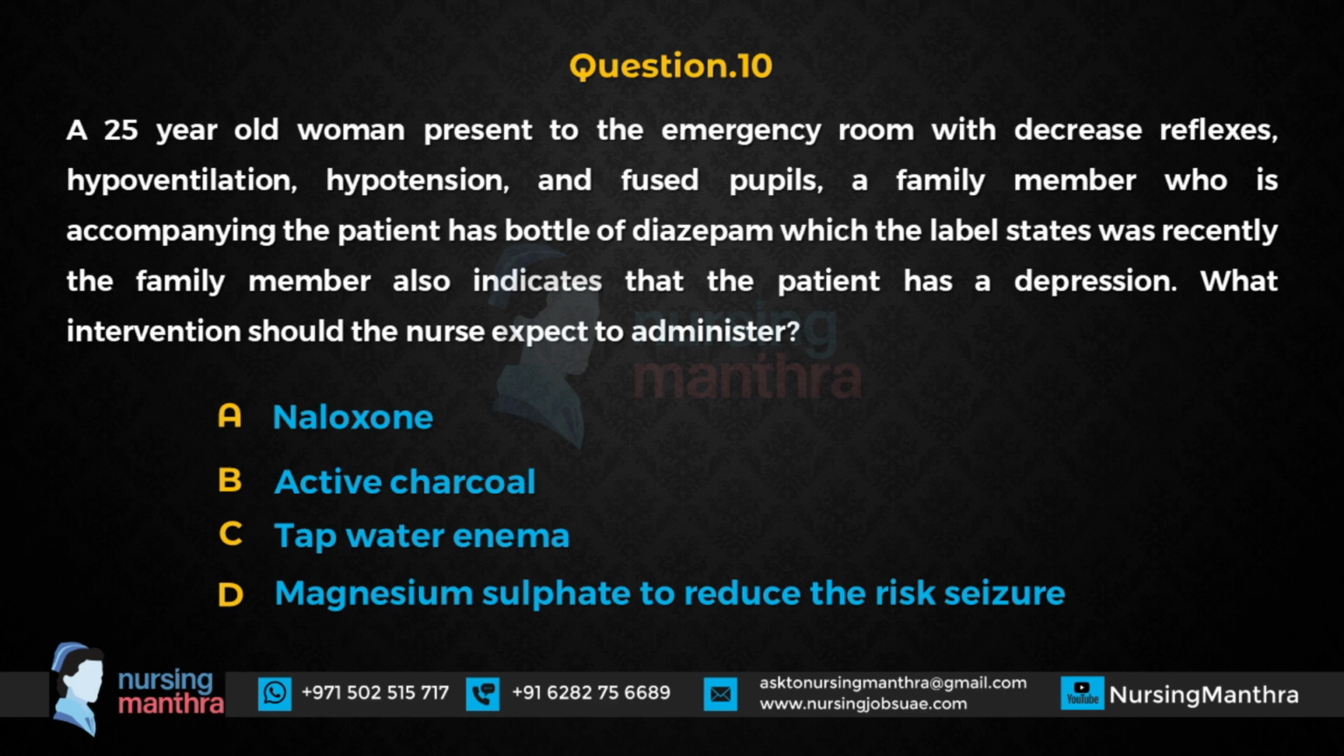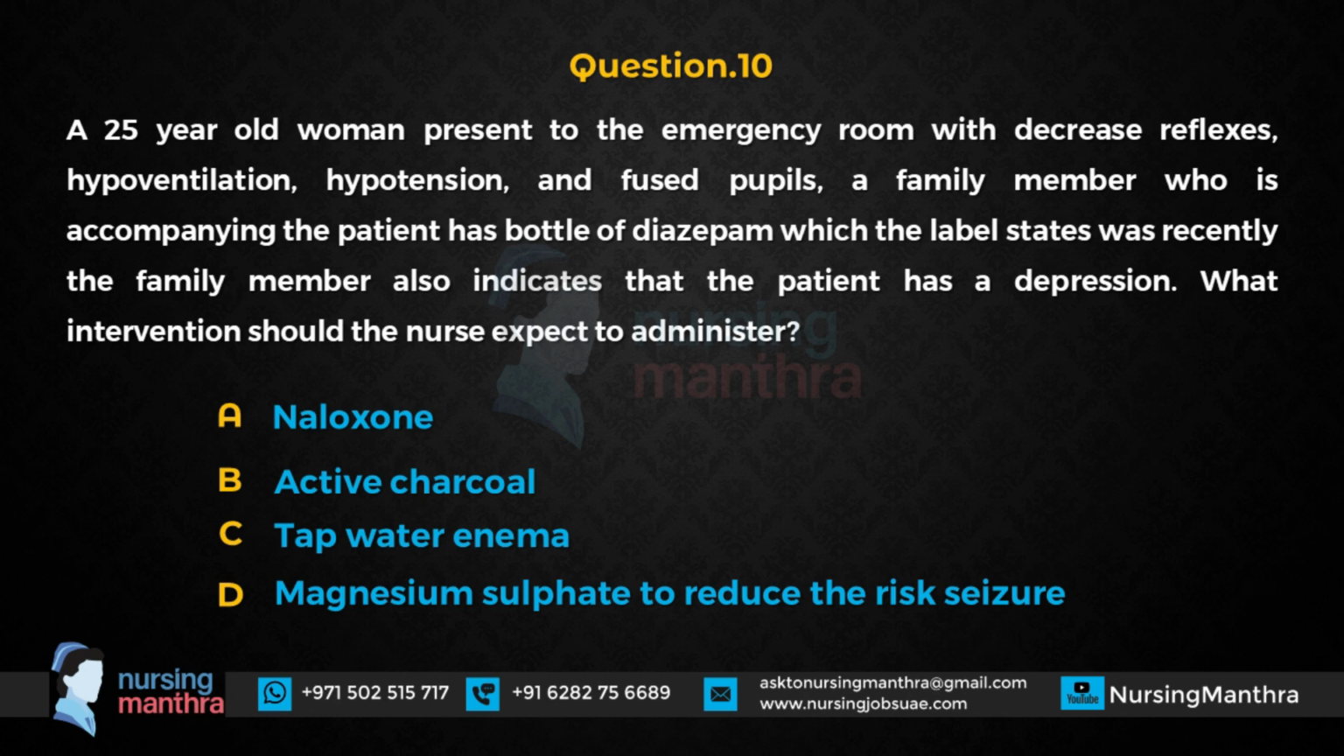Question number 10. A 25-year-old woman presents to the emergency room with decreased reflexes, hypoventilation, hypotension, and fixed pupils. A family member who is accompanying the patient has a bottle of diazepam, which the label states was recently filled. The family member also indicates that the patient has depression. What intervention should the nurse expect to administer?